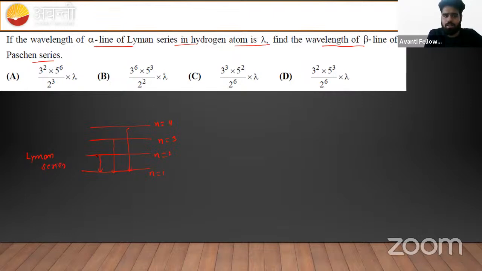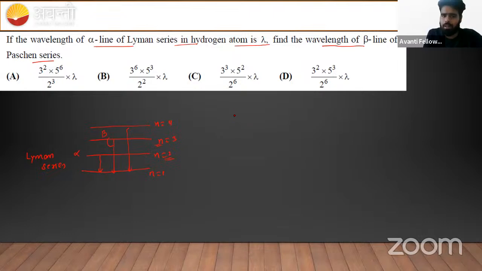If the energy is incident from just above the ground state, the first line, this is known as the alpha line of the Lyman series. If the energy is incident from n equal to 3 to n equal to 1, then this is known as the beta line of the Lyman series. So here we can understand the meaning of alpha and beta. Here the wavelength is given in the form of lambda.